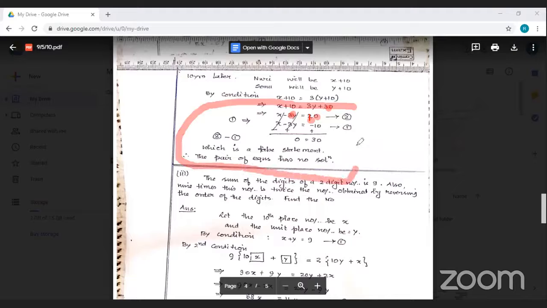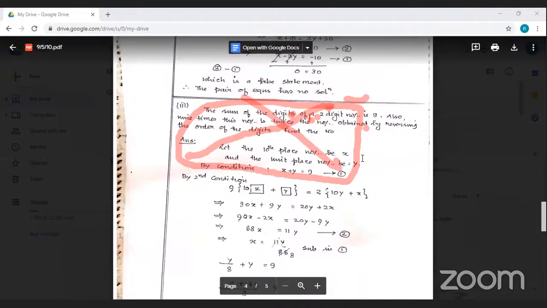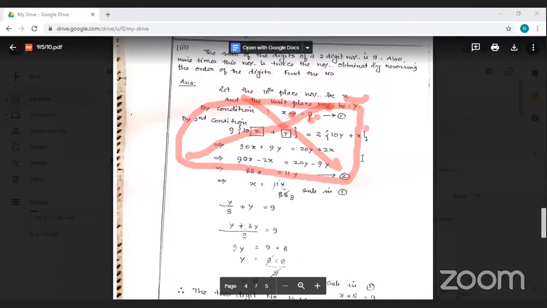Tomorrow, can I see the answer? This is wrong. You have to do the second equation, then you have to eliminate one, then substitute the answers. Any doubt? No doubt, sir. If you are clear with this, then tomorrow you will have only two problems. Then we can start the cross multiplication method.